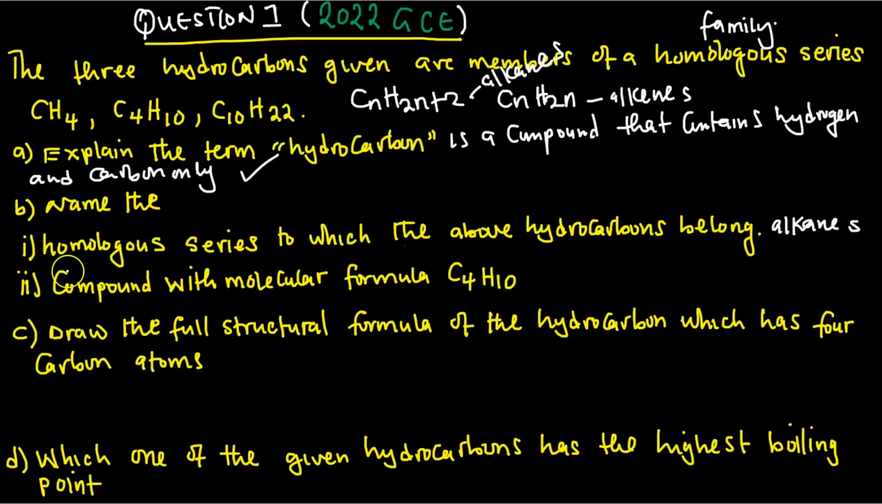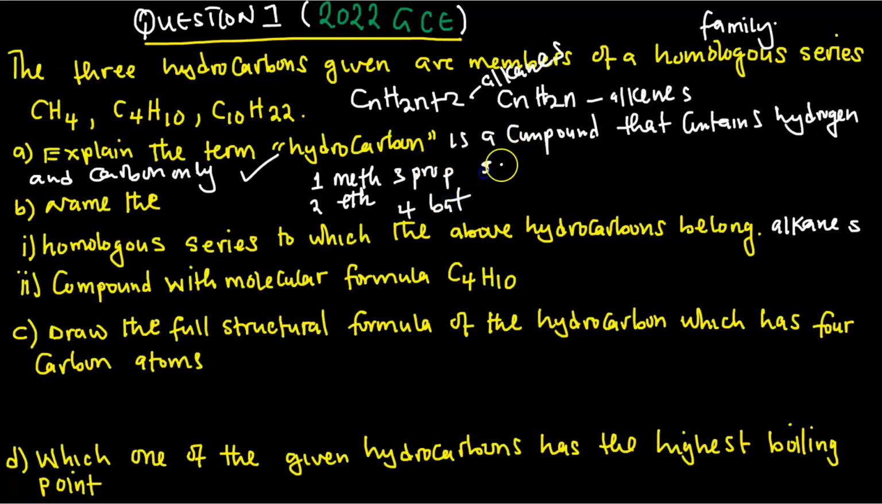The second question, B: name the compound with molecular formula C4H10. What is the name of this compound? From the part that we learned on this topic, a hydrocarbon with 1 carbon has the prefix meth. Those with 2 carbons are called eth. With 3, prop. With 4, but. I'll end on but because we are looking at the one that has 4.